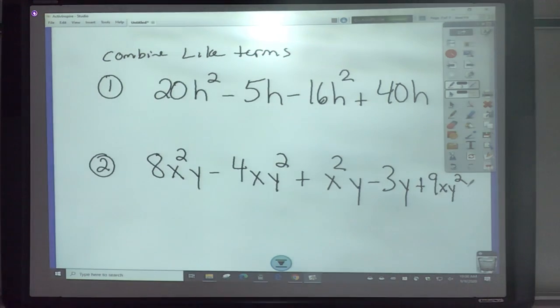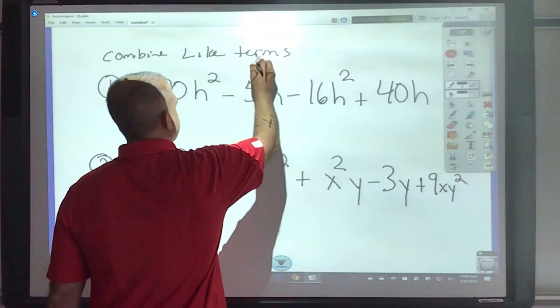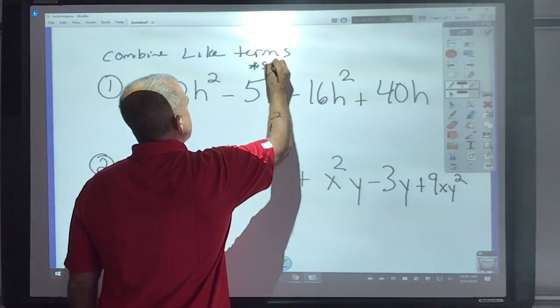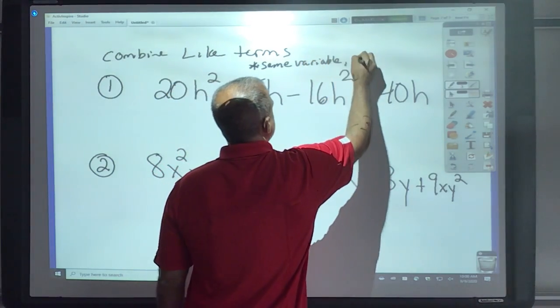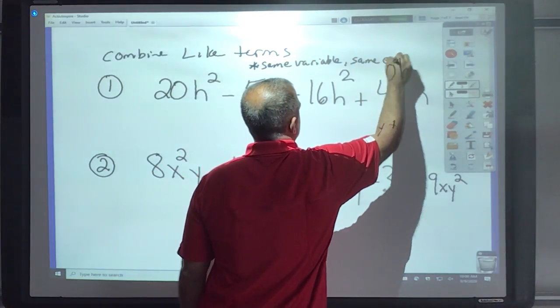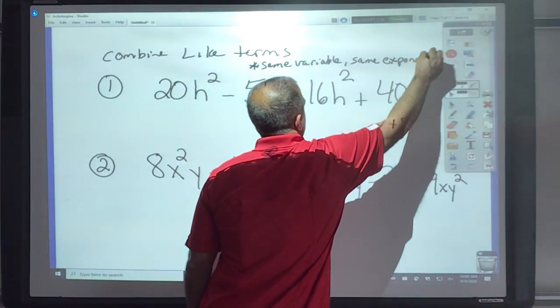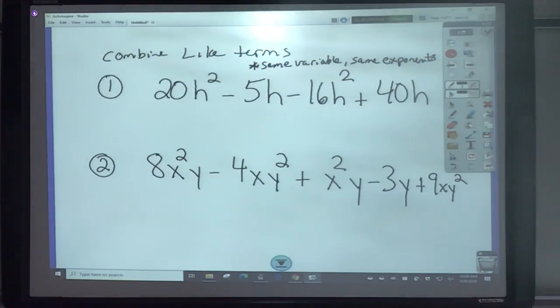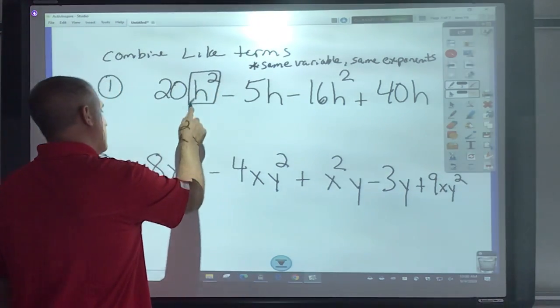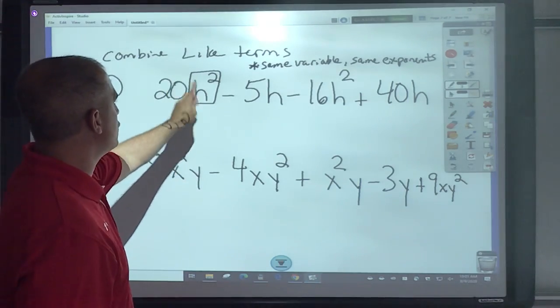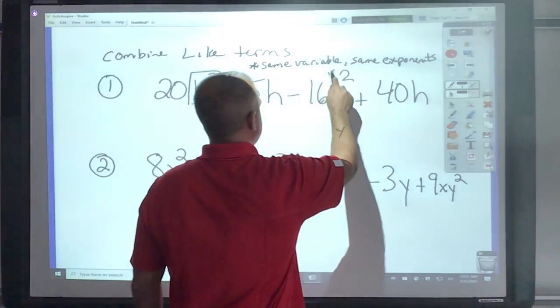And write down that example. When we combine like terms, what we're looking for are the same variables and the same exponents. So I've got an h squared. What I'm looking for: are there any other terms with just h squared? And that is this one.